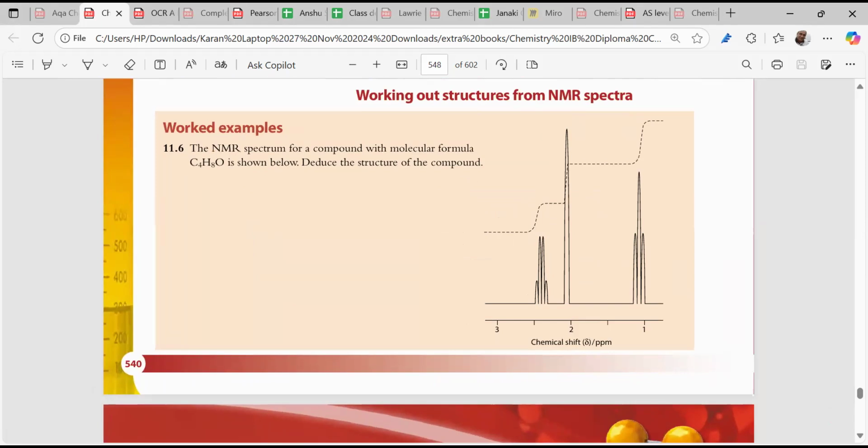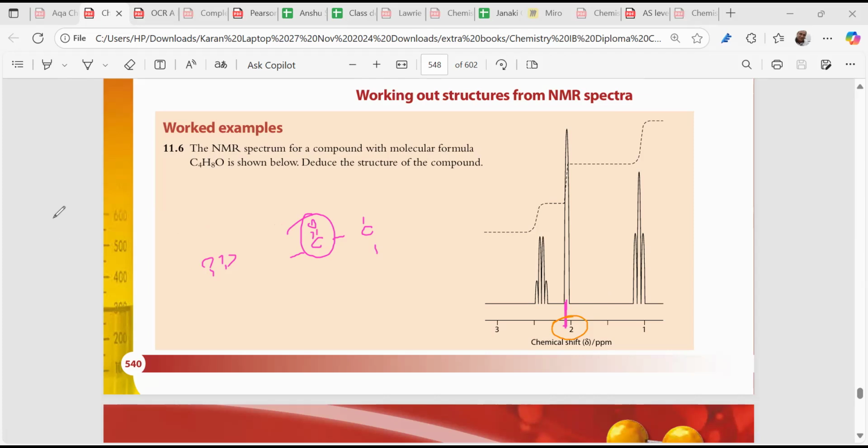Now tell me one thing: if you have a chemical shift of 2.1 to 2.7, what can you guess? I told you that trick. The CH group is next to the C double bond O. And that will be telling us the chemical shift is here, right? Clear?